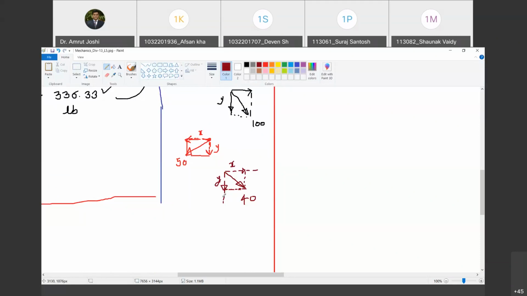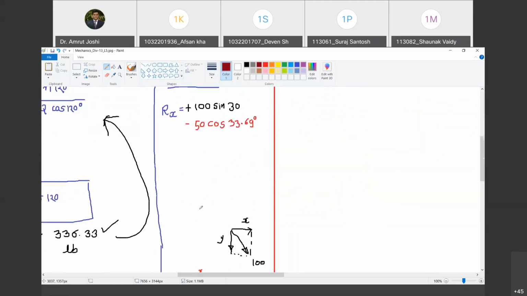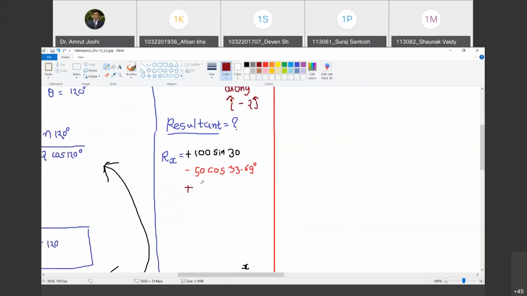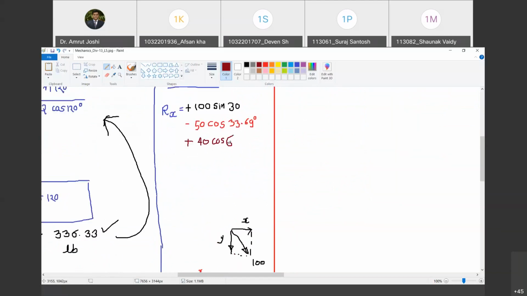So the y component is going to be negative, the x component is going to be positive. Agreed? Yes. So therefore, let us write down the x component of this 40 Newton force. What is it? 40 cos or sin phi? Cos. The component adjacent to phi is cos phi. Are you with me? Yes, sir. And as it is positive, I am going to write it as plus 40 cos phi. And what is phi? Phi is 63.43 degree. Are you with me? Yes, sir.